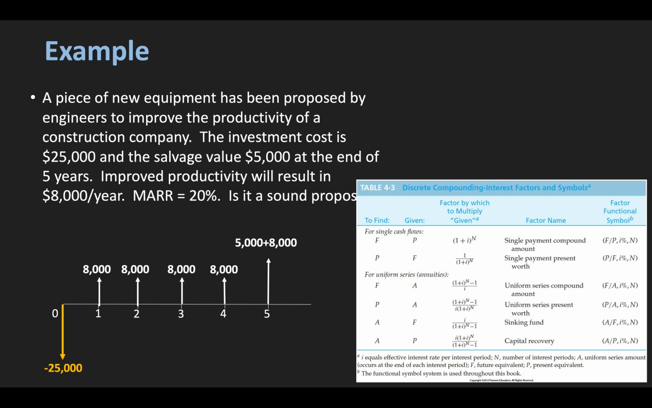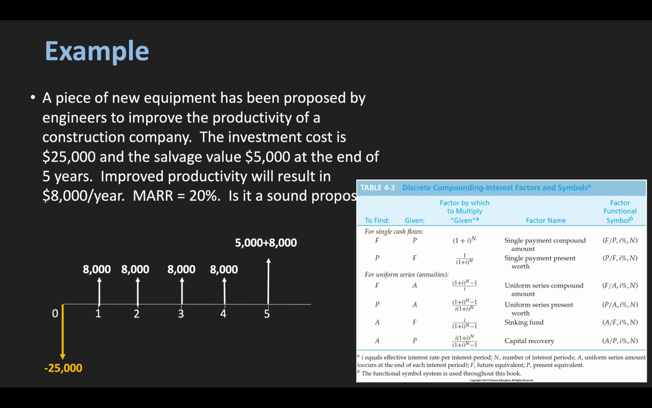Now, here's one example. A piece of new equipment has been proposed by engineers to improve the productivity of a construction company. The investment cost is $25,000, and the salvage value is $5,000 at the end of 5 years. So let's say you sell the equipment at the end of 5 years, that gives you $5,000. Because you bought the equipment, the productivity will increase by $8,000 per year.